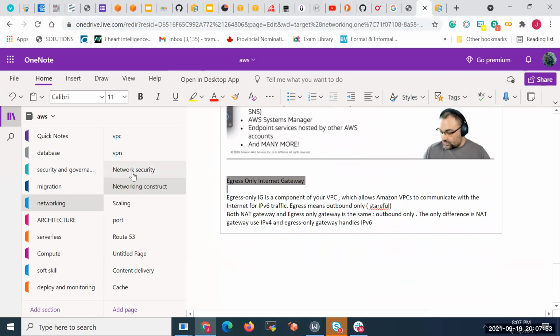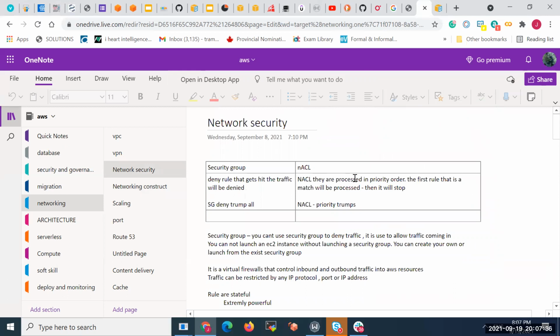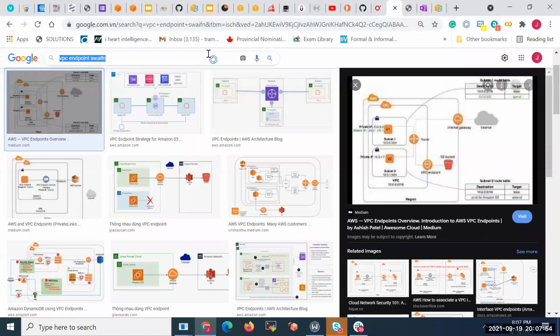Okay, so let's talk a little bit about security group and NACL. Both security group and network access control list help to control the traffic in your VPC. So let me show you this.